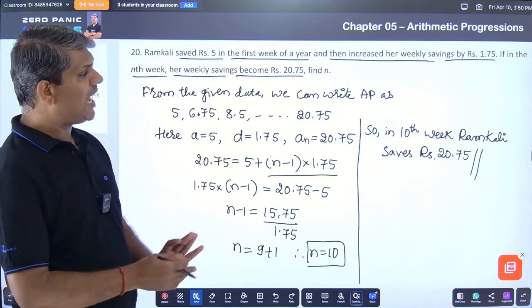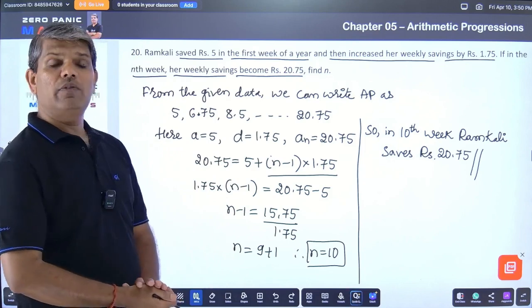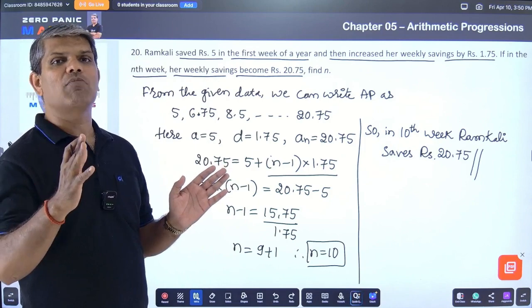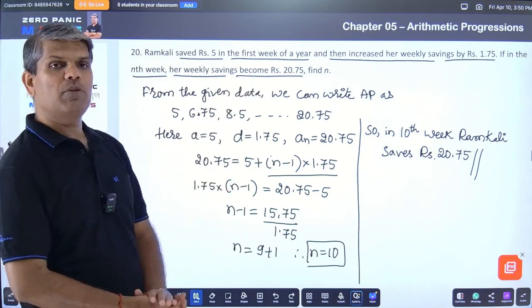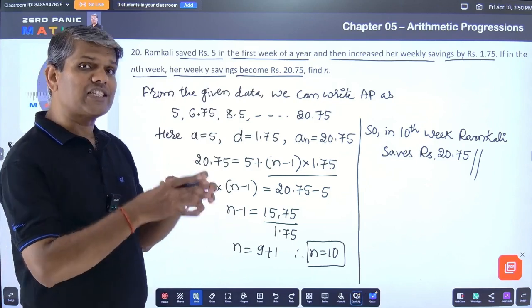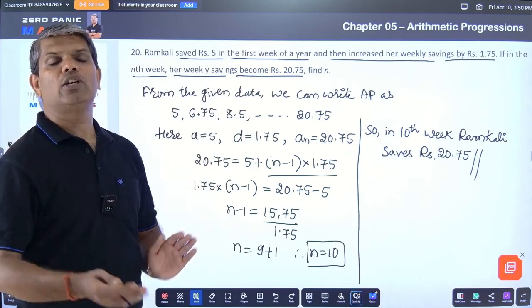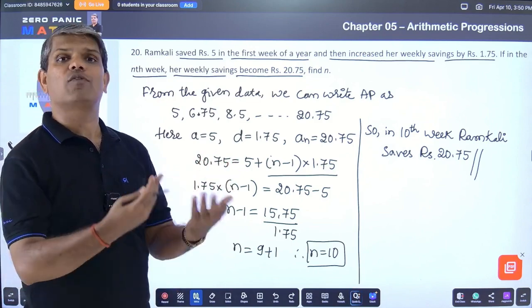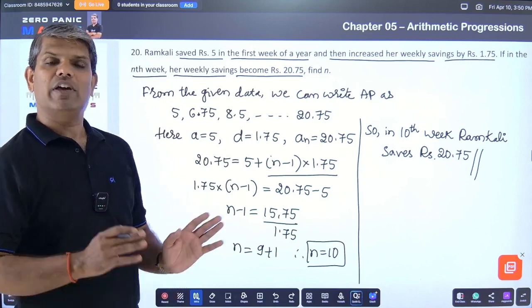In the next session, we will be seeing the concept of finding the sum of the first n terms of a given arithmetic progression. This was finding the nth term, but now we are going to see the sum of the first n terms and what the formula is for that. It's a very important concept.